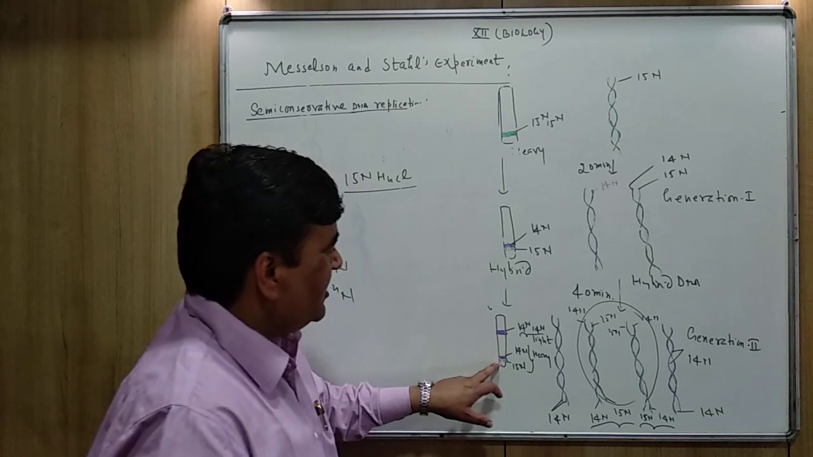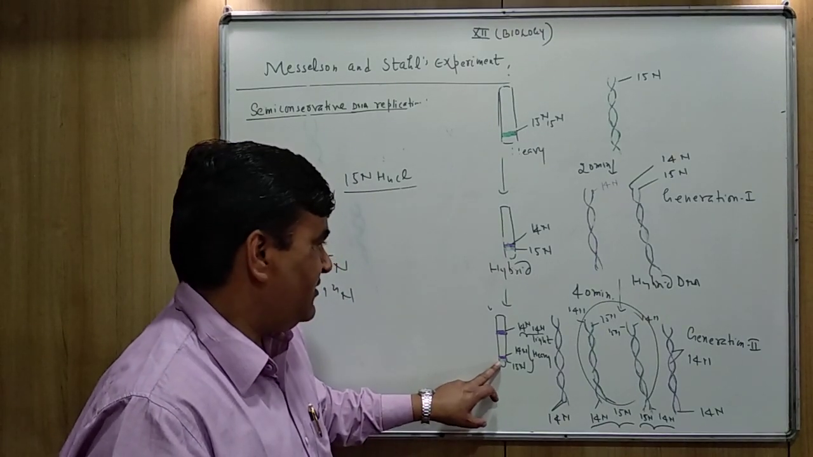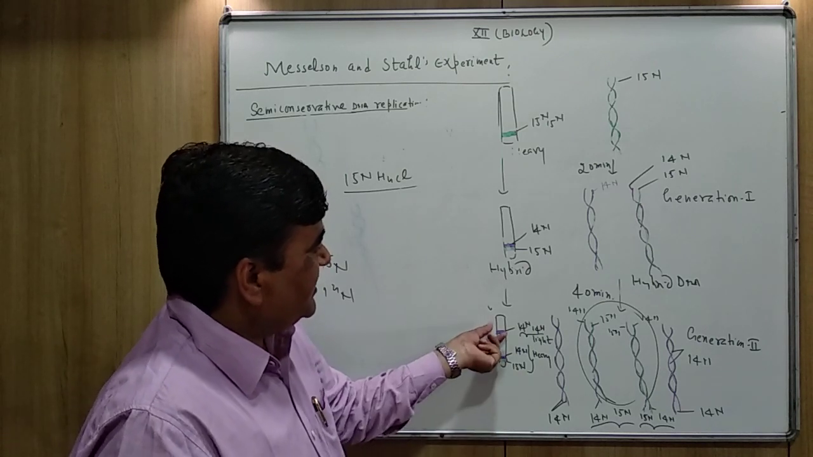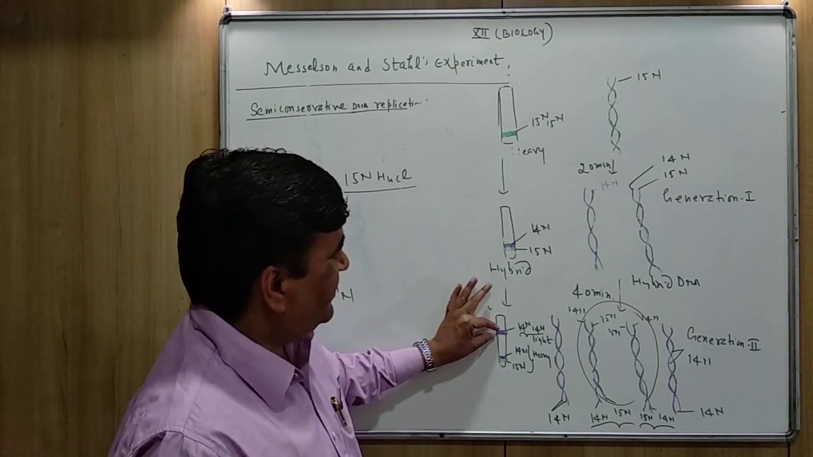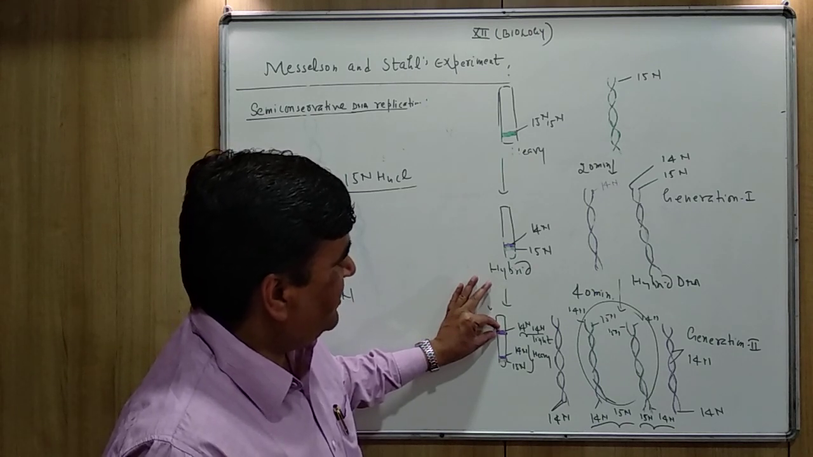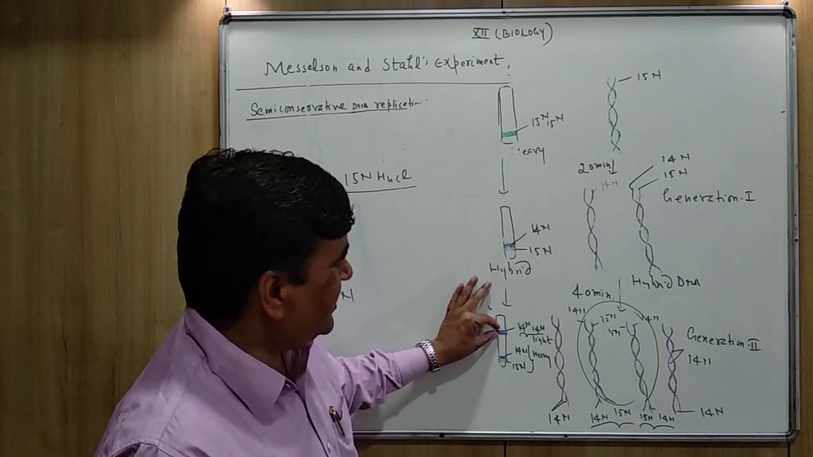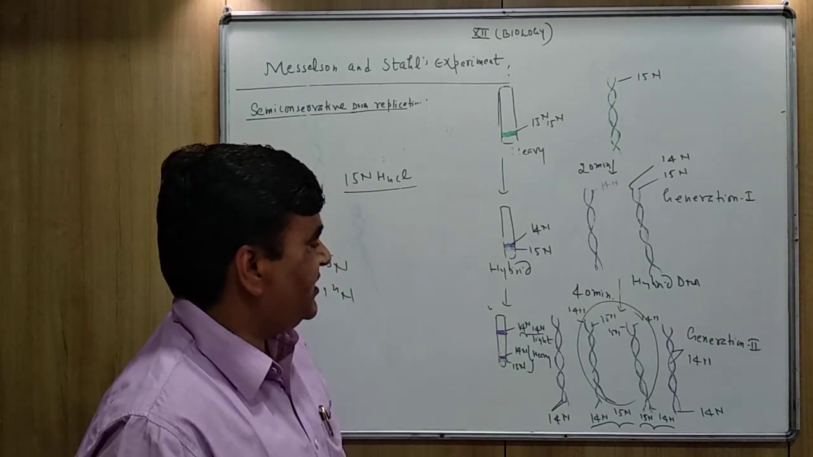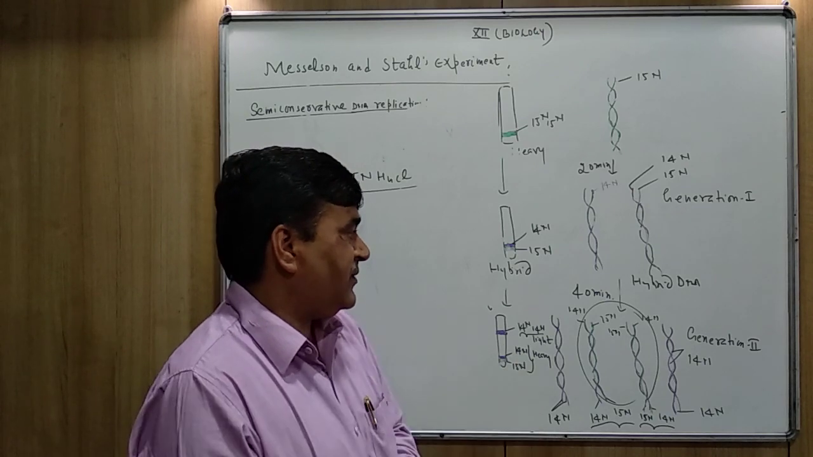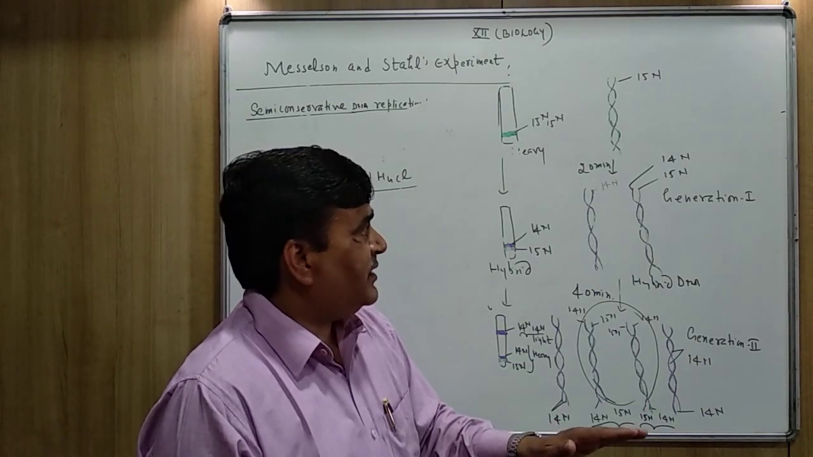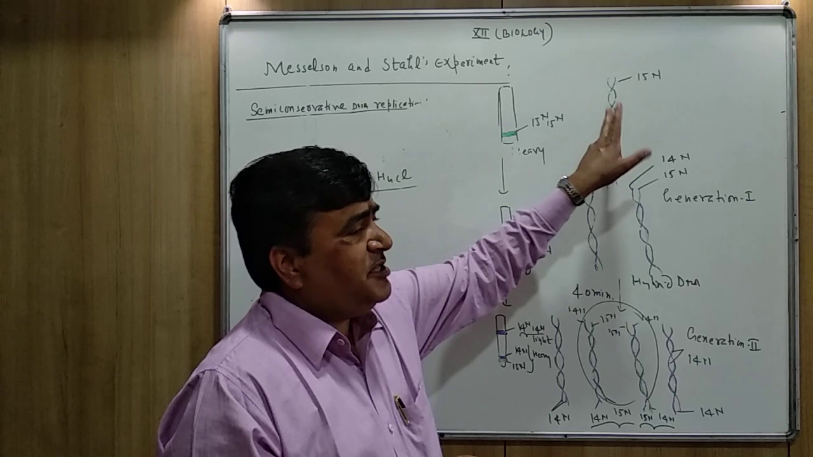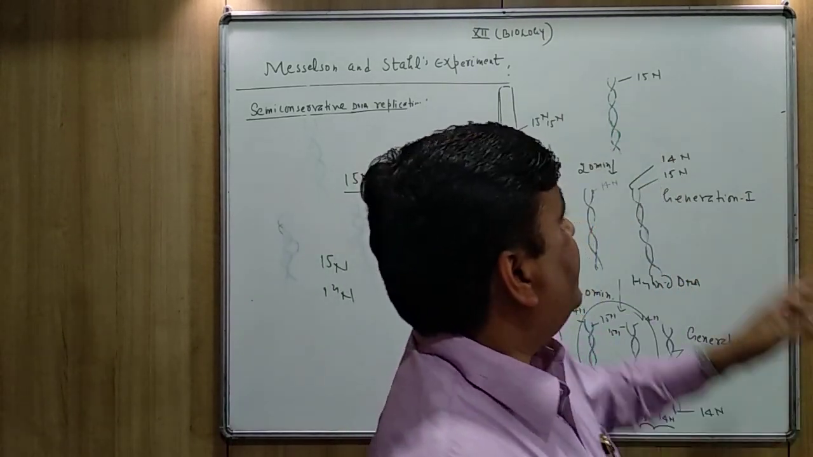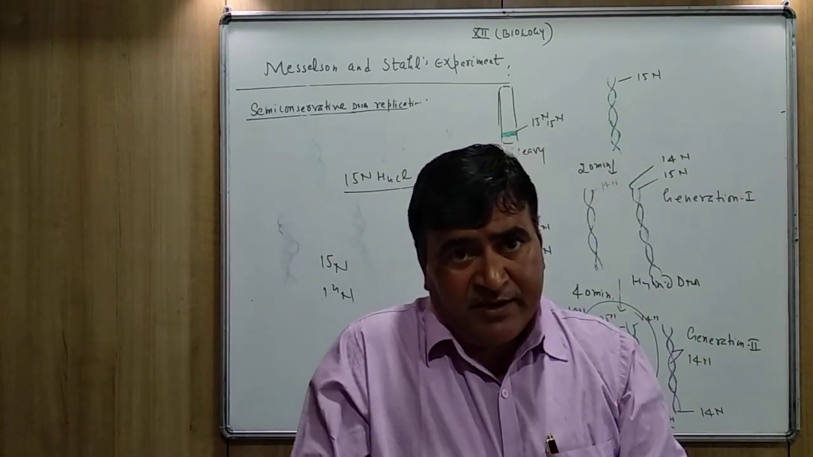And he observed here also in the centrifugation, in the cesium chloride density gradient, that 50% of the DNA was completely having the 14N isotope of the nitrogen, and the remaining 50% had the hybrid DNA containing both 14N and 15N. So gradually, the amount of this parental DNA which was added, that was 15N, its percentage will decrease.